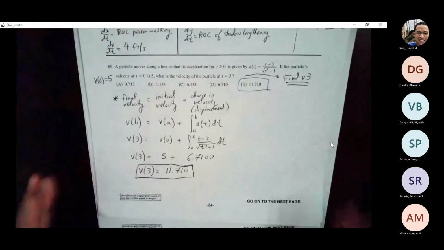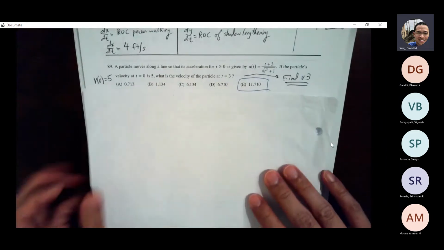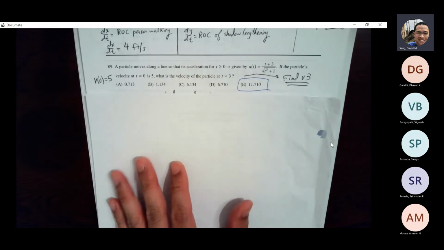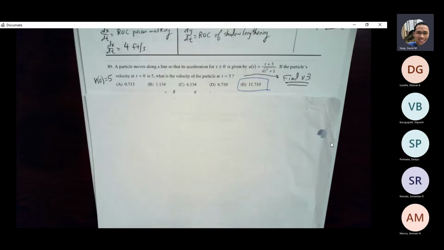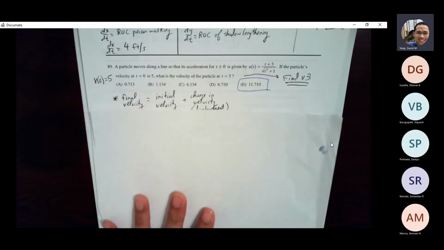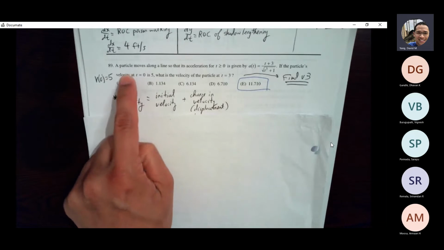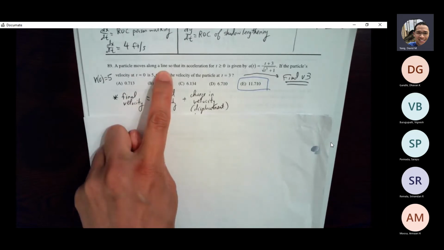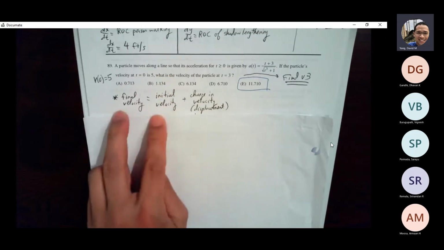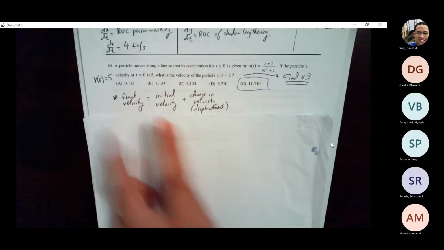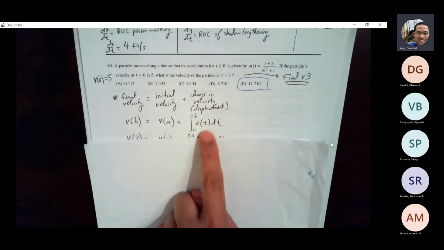Okay, 89. A particle moves along a line so that the acceleration is given by a of t. If the particle's velocity at t equals 0 is 5, what's the velocity at t equals 3? So we've been using this formula a lot with particle motion. Final position equals initial plus displacement. And we can kind of adapt it for everything with that equation, but just everything one derivative down. So instead of final position, we can say final velocity equals, instead of initial position, initial velocity, and then the displacement of velocity, which is change in velocity, which is just the integral of a of t.